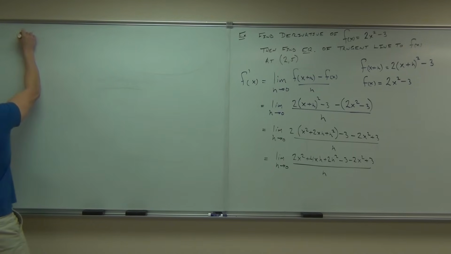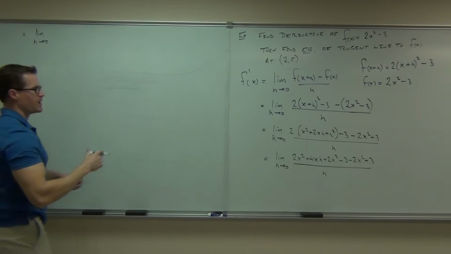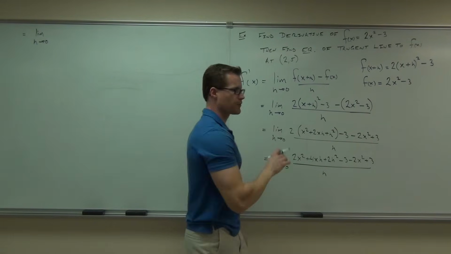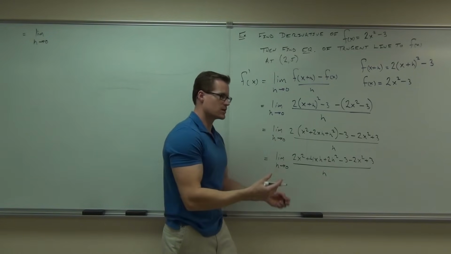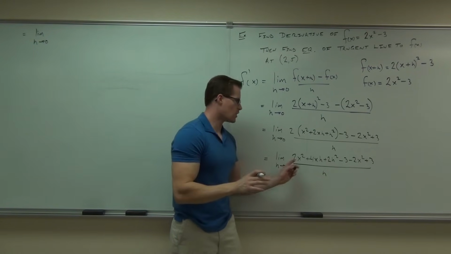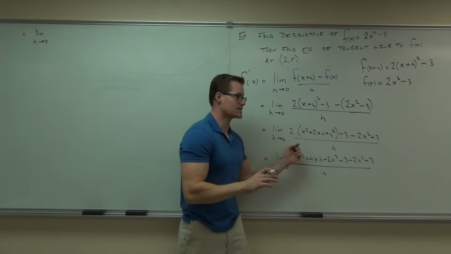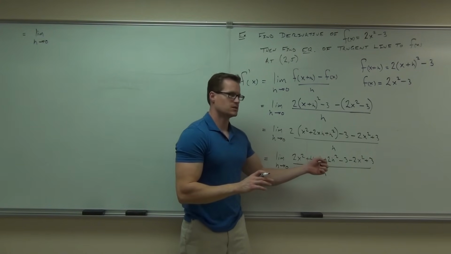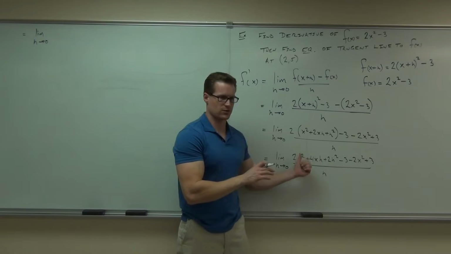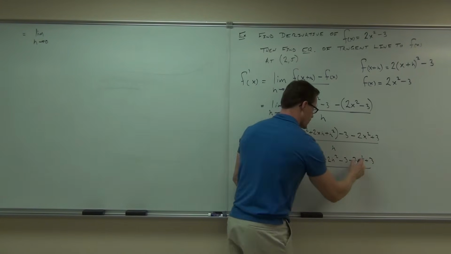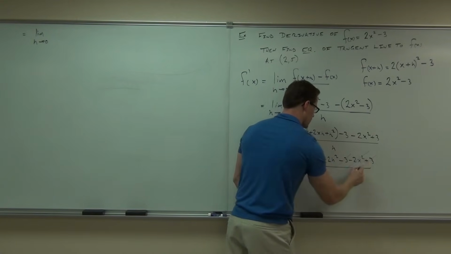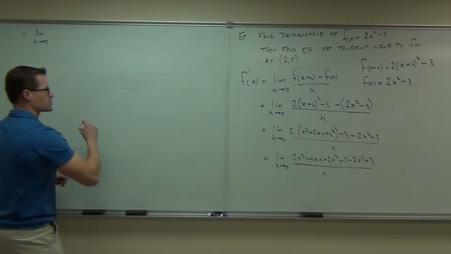So we got a limit as h goes to 0. If I combine all the stuff, a lot of things should and must cross out. And otherwise, basically here's the point. If you don't cross out everything that doesn't have an h in it, it's not going to work out for you. Because you're going to have to factor this h out at some point, or be able to work with it in some way. So the x squareds are gone. The 3's are gone. I get 4xh plus 2h squared.